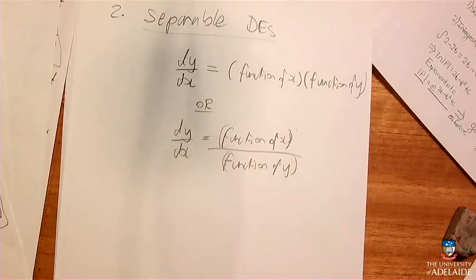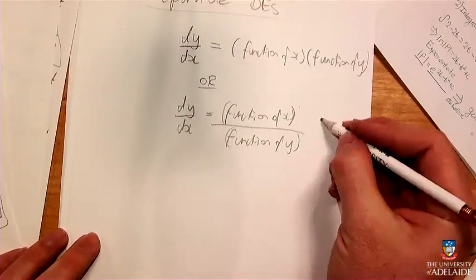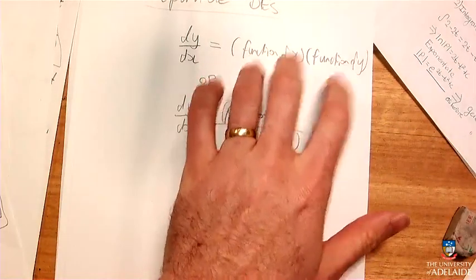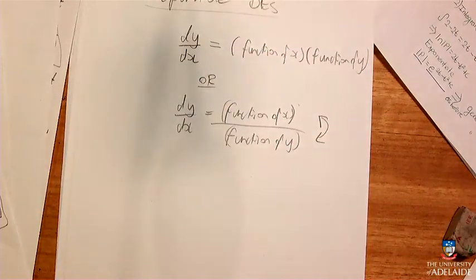Function of x divided by function of y, or the other way around, that'll work just as well. Could be this way as well, doesn't really matter. The idea is that the thing over here has to be made of two separate pieces, one with only x's and one with only y's, that are either multiplied or divided.